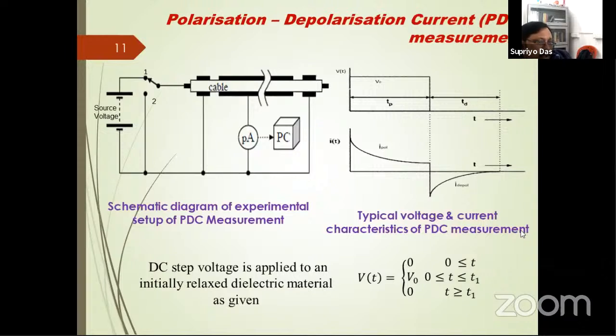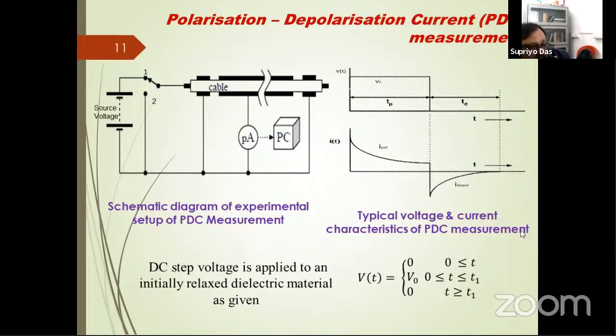Now, if you look at the schematic diagram, a three-electrode geometry configuration is used for PDC measurement, and a picoammeter, or an electrometer, can be used for measurement of current. The source is a DC voltage source. Once we charge the material for a certain duration, we then short the material to obtain the depolarization characteristics. The typical voltage and current characteristics of PDC are shown on the right hand side.